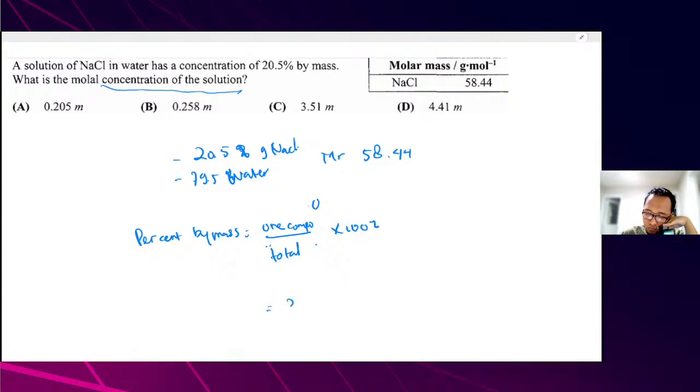So 20.5. So the answer, in kilogram, this is gram times 58.